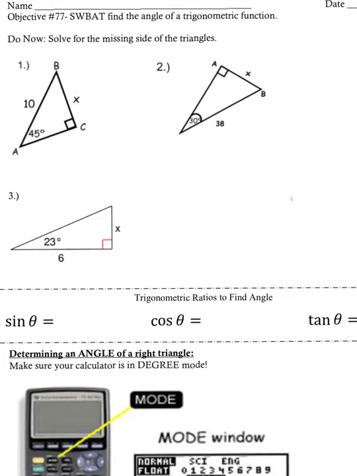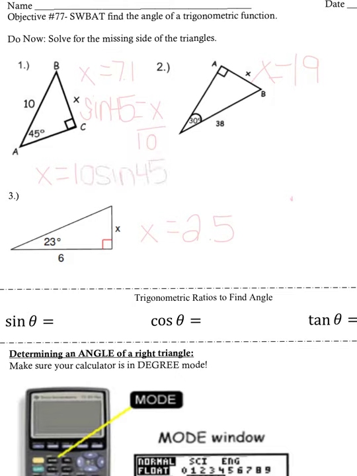So the first answer should be x equals 7.1. The second answer should be x equals 19. And the third answer should be x equals 2.5. Okay, so the work for this is the sine of 45 equals x over 10. Then you get x equals, so when x is high, you multiply, 10 sine 45.